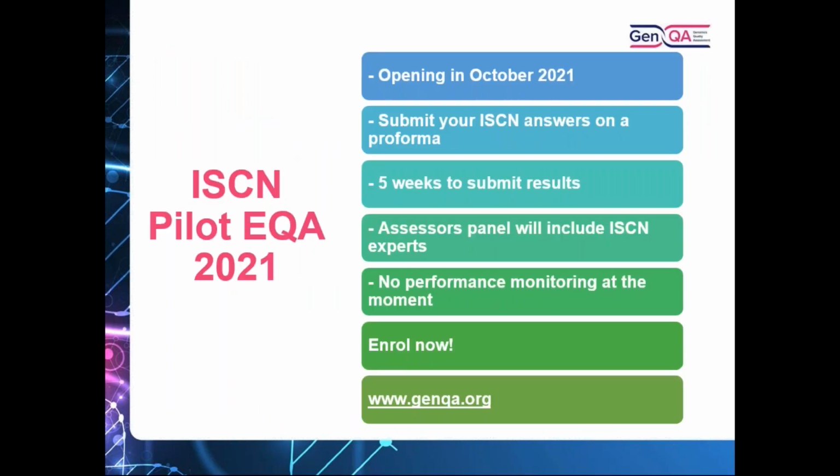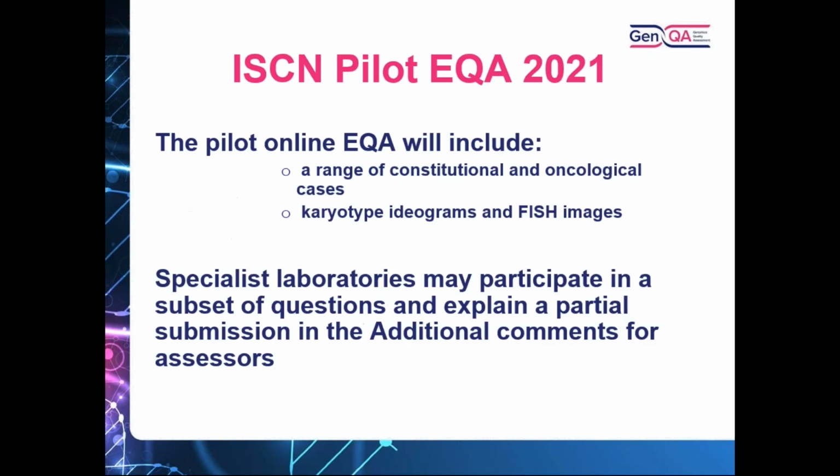GenQA is going to offer a new pilot EQA, which will open in October, where you submit your ISCN answers on a pro forma. We will give you a sort of ideogram of the abnormality and ask you to submit the ISCN on a pro forma. You'll have 5 weeks to do it. There'll be an assessors panel, which will include myself and others, and there'll be no performance monitoring because it is a pilot. So you can enroll now using www.genqa.org.